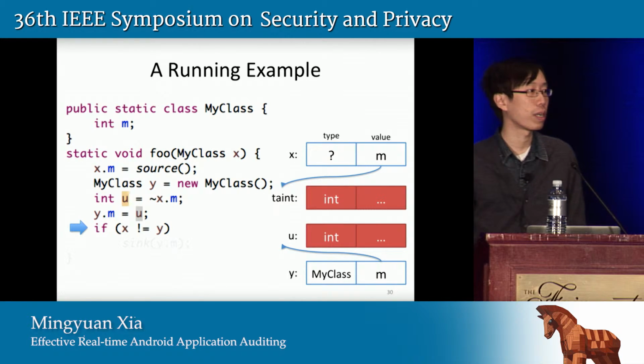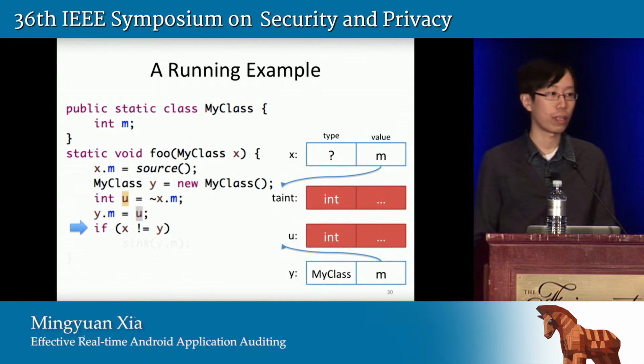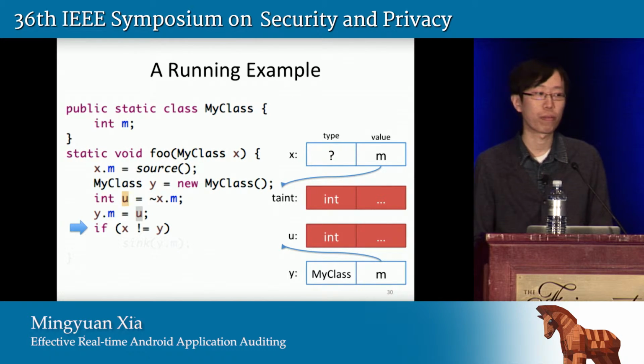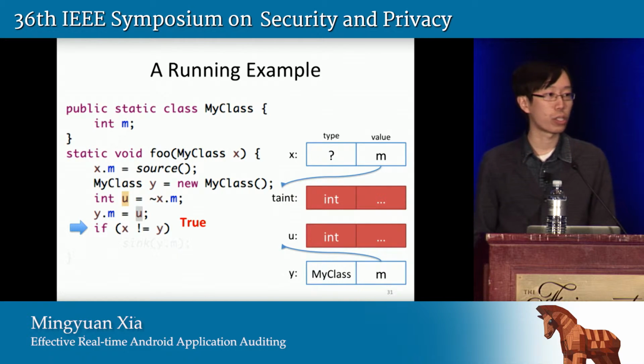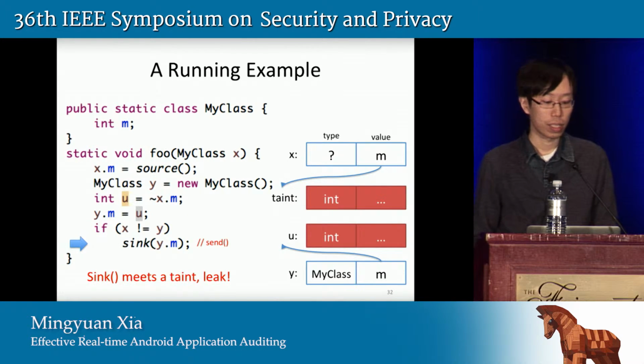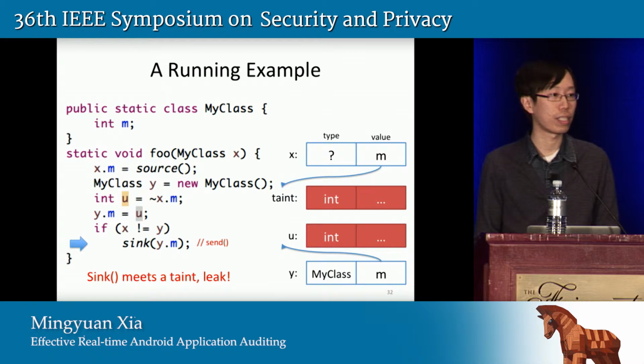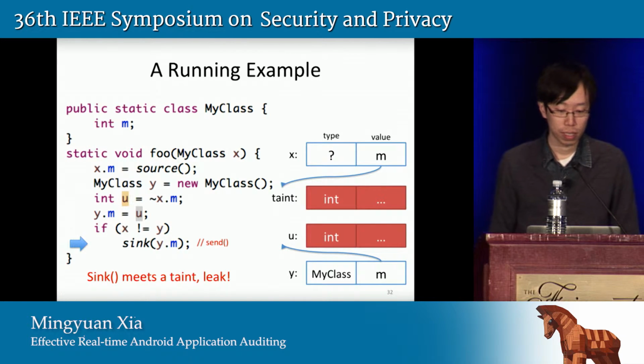Finally, we come to a condition. It tests if x is equal to y. By definition, y is a new object, which is created after the execution, and x is an unknown object, which exists before the execution. So we can, for sure, evaluate this condition to true. And it comes to the sink API, which we check, and see that there is a tainted object going out of the device, and it's a leak.